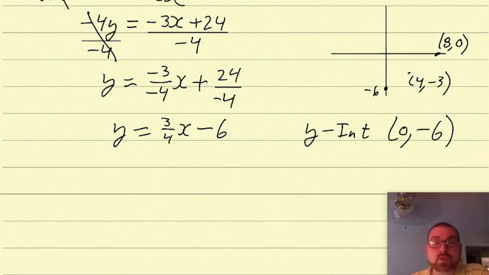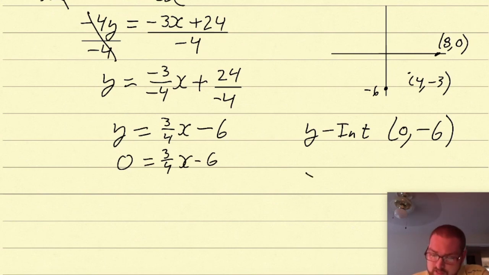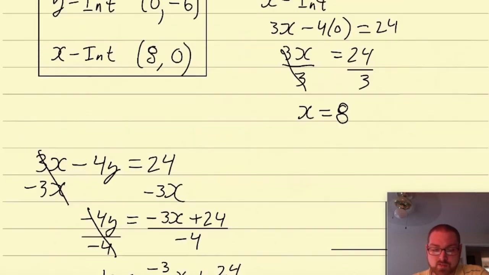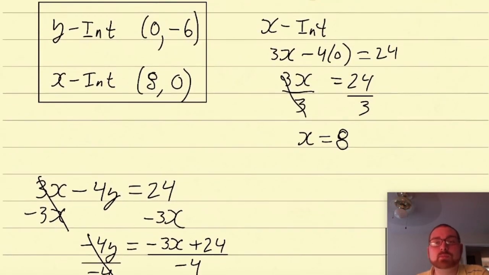But to go through and solve it again, I would just plug in a 0 here and say 3/4 times x minus 6. Solve that, and you will get 8 for your x value. So it's very similar, and we get our x-intercept at 8, 0, which is the same values we had found before up here. Now, your teacher may tell you a specific way to do it, but if they don't, there is no benefit to one way over another.